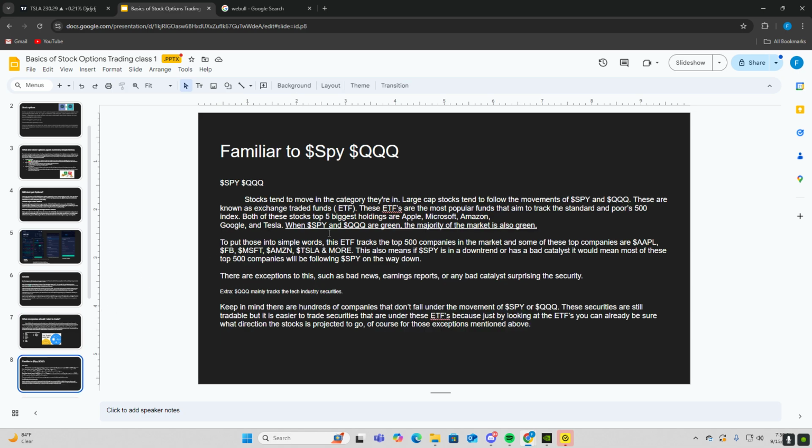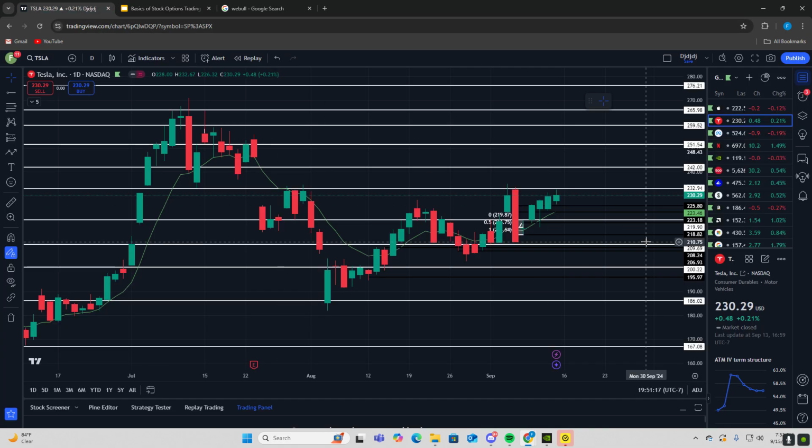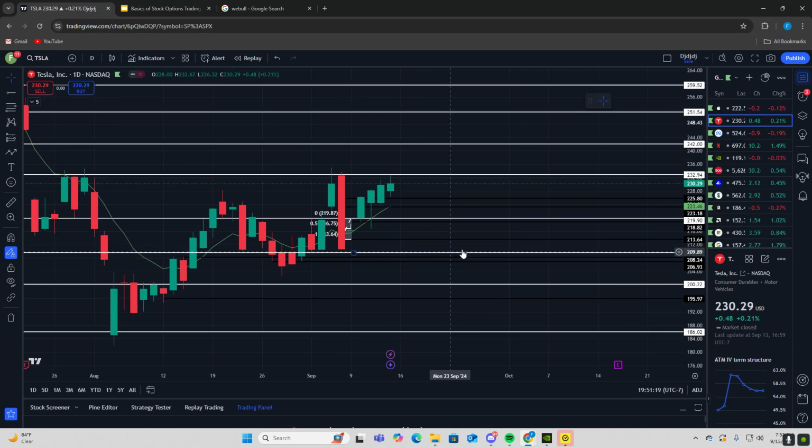And then SPY and QQQ, basically these are ETFs. So if you ever want to get into actual investing, you can invest in SPY and QQQ, which track the best doing stocks, and they get rid of what is not doing good. And yeah, a lot of these companies actually follow SPY and QQQ.